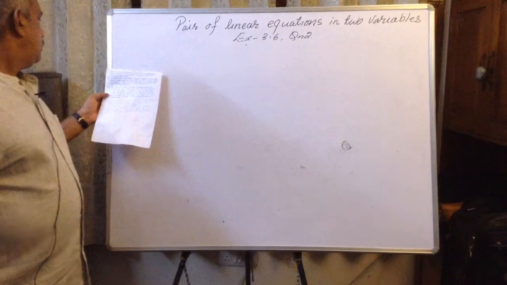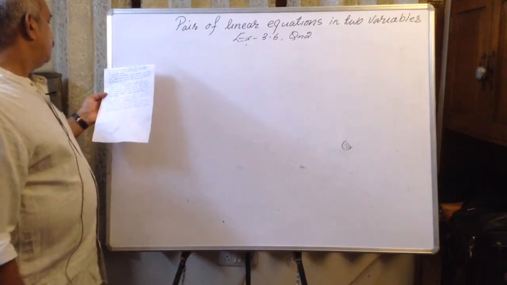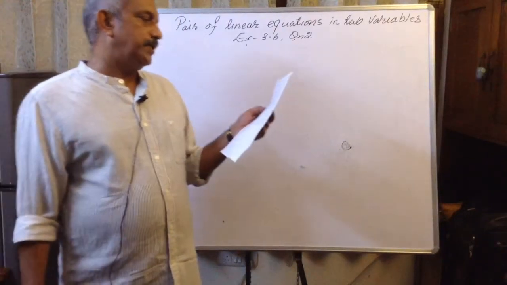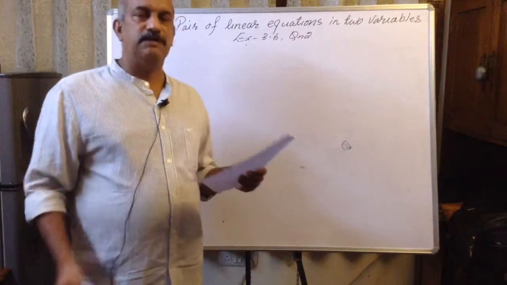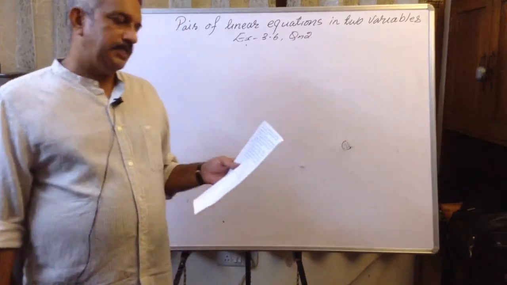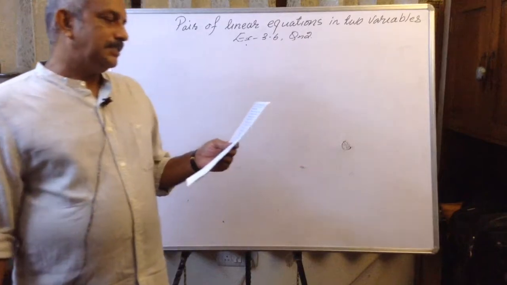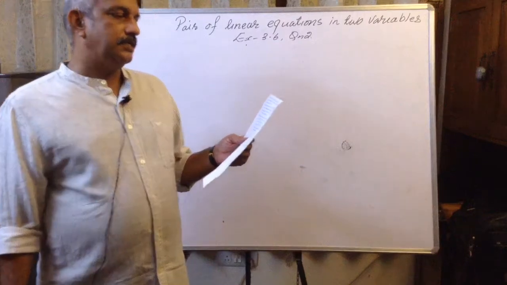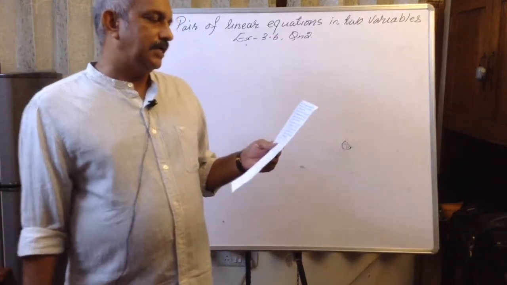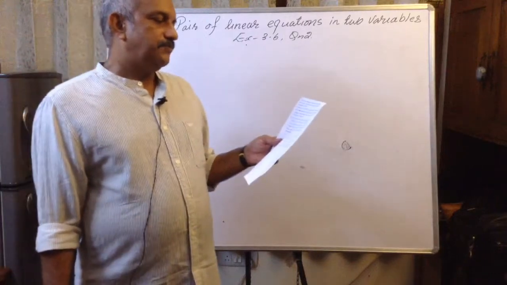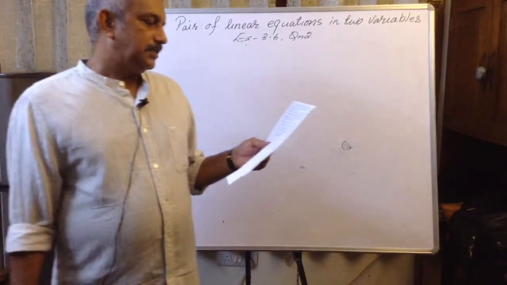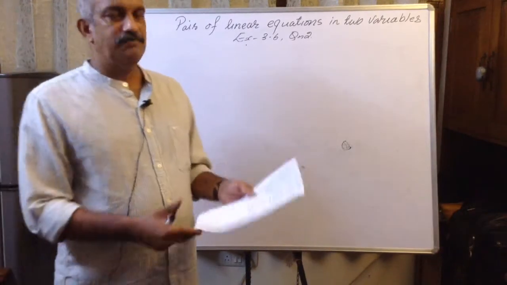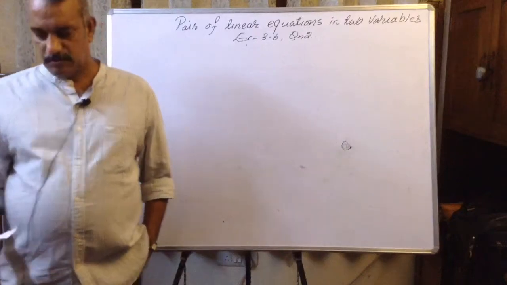Question number 2. 2 women and 5 men can together complete a work in 4 days, while 3 women and 6 men can finish it in 3 days. Suppose 3 women and 6 men are working together, they can finish it in 3 days. Find the time taken by 1 woman to complete the work, and also the time taken by 1 man alone. So, direct question only.